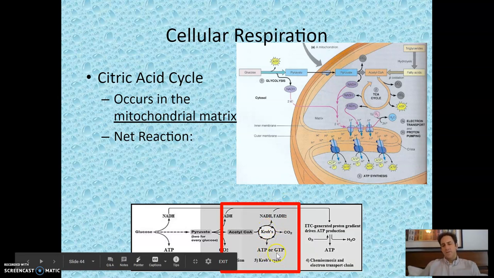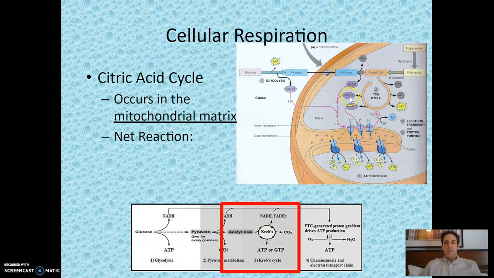Sometimes there's actually a place where you get something called GTP, which is basically the same thing as ATP. It's just an energy source. And then you get more CO2 out of the deal. And so you can see that too. There's the CO2, there's the ATP, the FADH2, the NADH.